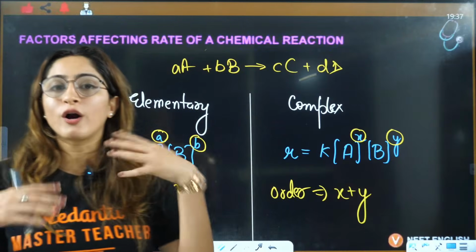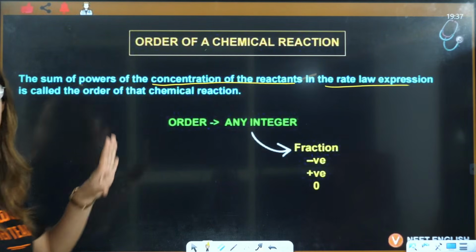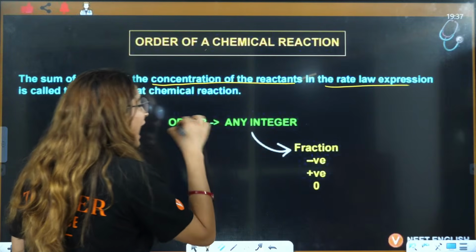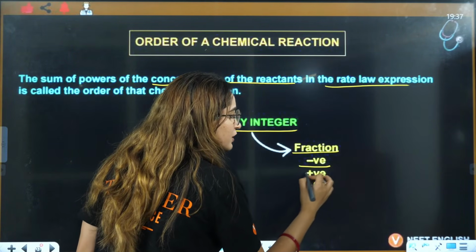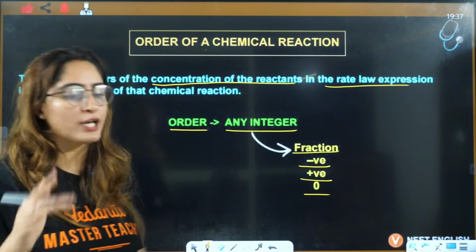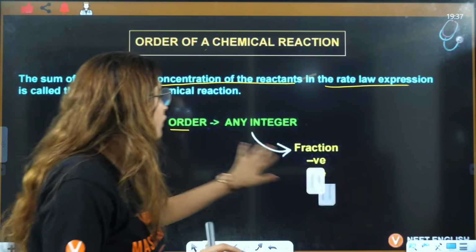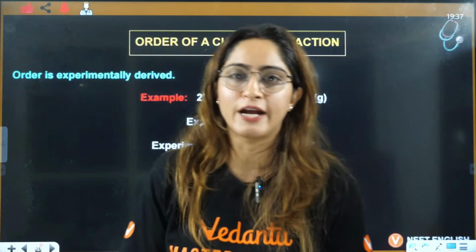And based on order of the reaction, we have so many questions that we are going to talk about in the next lecture. So, order can be any integer. It can be a fraction, it can be negative, it can be positive, it can be zero. Order can have any value, fraction, positive, negative, zero. And order is experimentally derived.